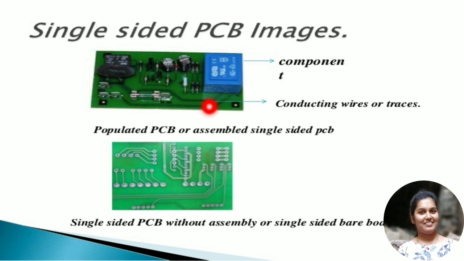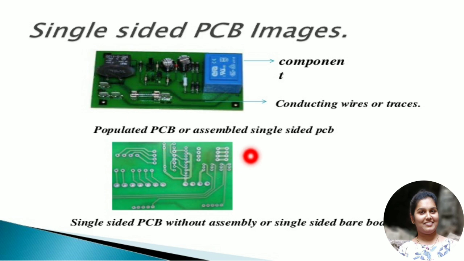So there are some lines over here. These lines are nothing but conductive wires or traces. On the conducting wires we place the components. These conducting wires provide the path for the conductivity of current. The same you can see here.